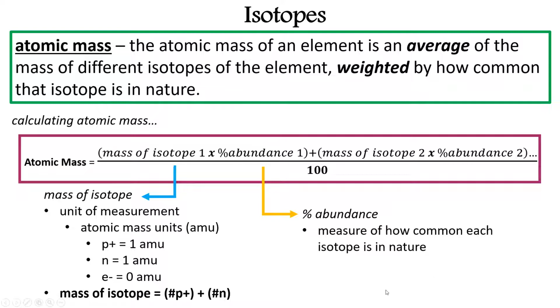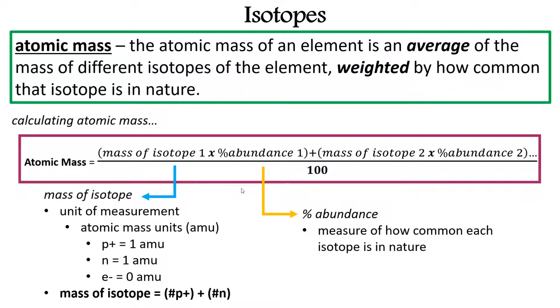So the equation for calculating atomic mass is like so. You have the atomic mass is equal to the mass of the isotope times its percent abundance. And then you do that for however many isotopes you have. Then the last step is to divide by 100, and that's because we're working with percentages. So it's important to understand the terms that are used in this equation so you can apply it correctly.